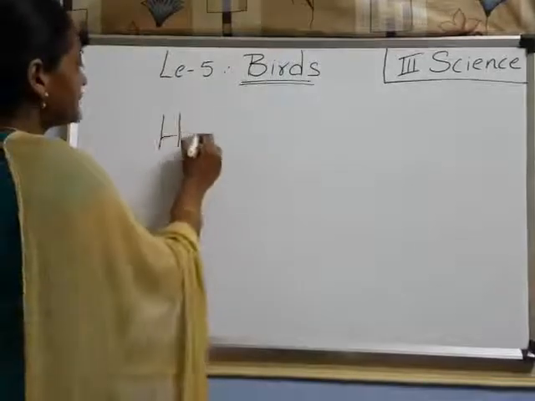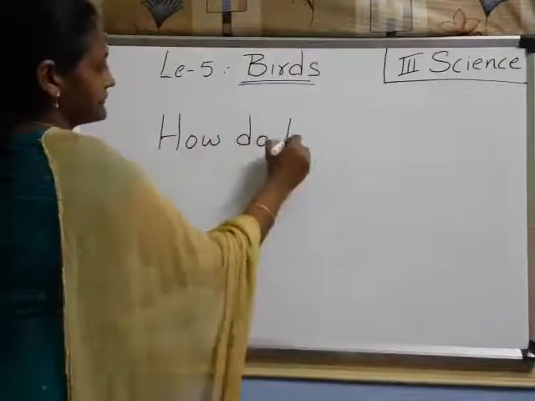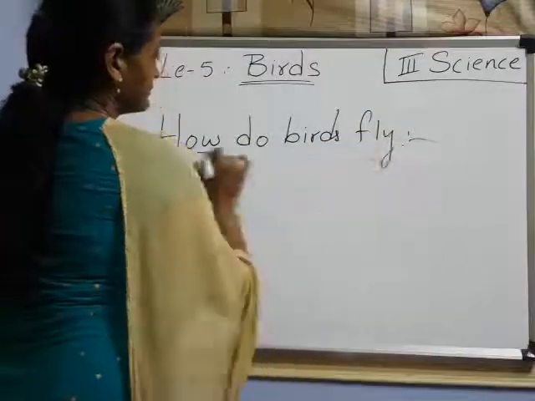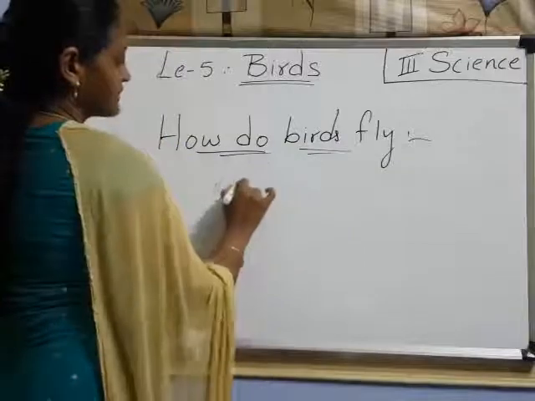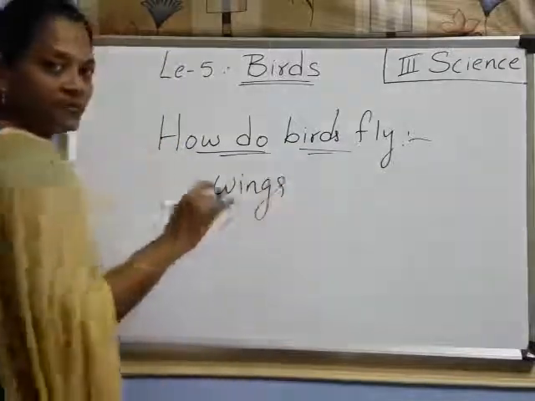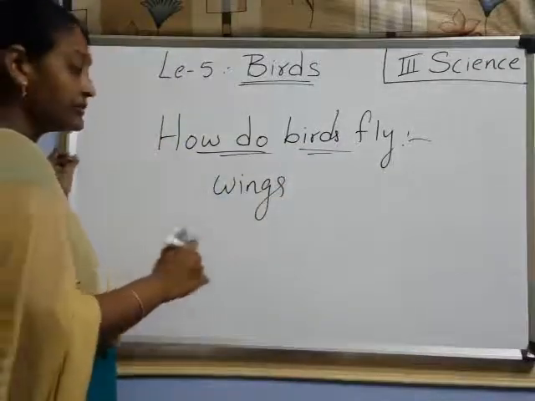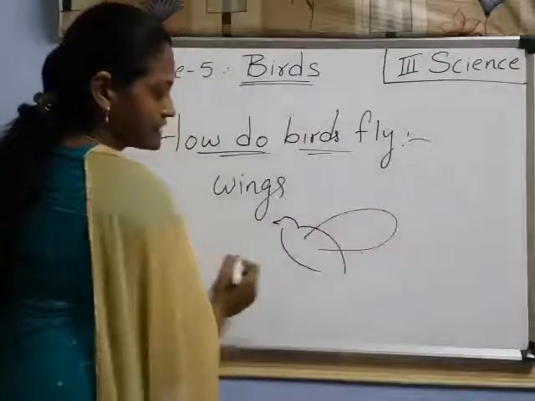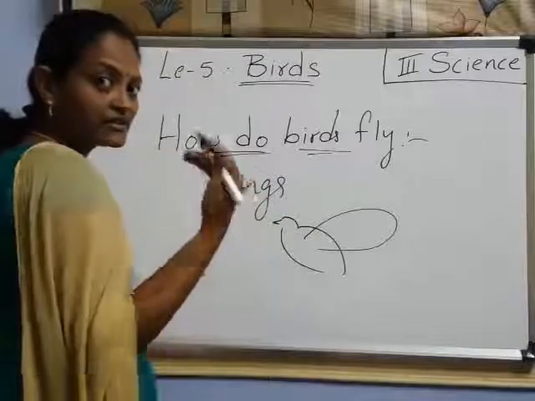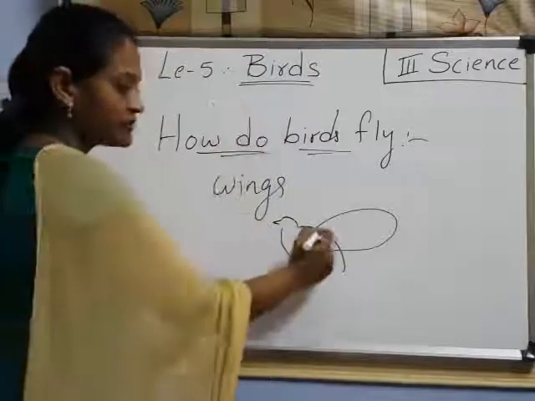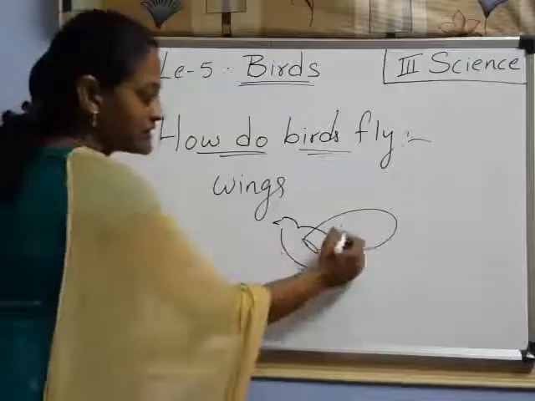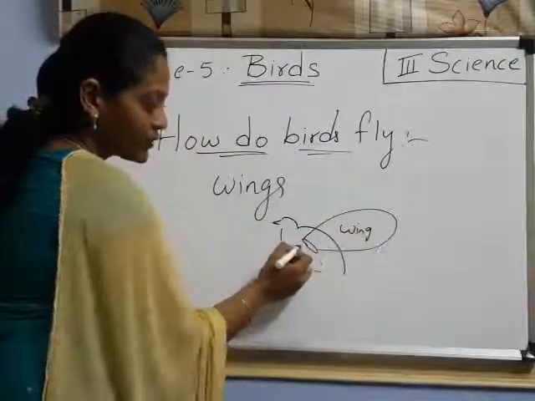Next is how do birds fly? Do you know, children, how birds fly? With the help of wings, right? We know this one. With the help of wings, they can fly. The bird has wings like this, right? 2 wings. One on one side, another on the opposite side. These wings are attached to the body of the bird, right?